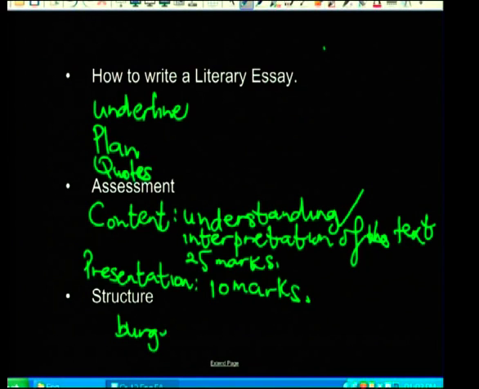So now that we've looked at the structure, I compared that to a burger, because I know many of you are familiar with burgers, and so you can use the analogy or the comparison between the creation of a burger and the writing of an essay. Let us look at the next point.